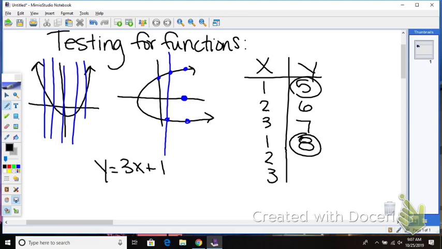It's like if I gave you an equation, y equals 3x plus 1. There's no x value I could plug in here and get 2 different answers. If I plug in a 1, 1 times 3 plus 1 is 4. There's no way to get 4 and a 7. You have to get just one output. So when you're looking at a table, you want to make sure each x value only has one y value.